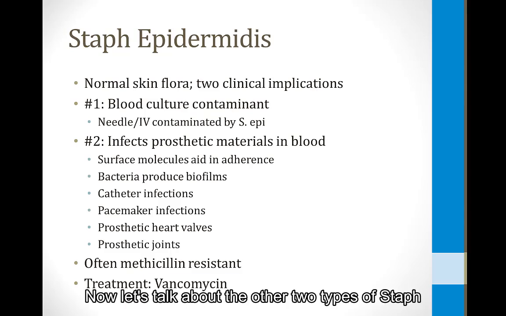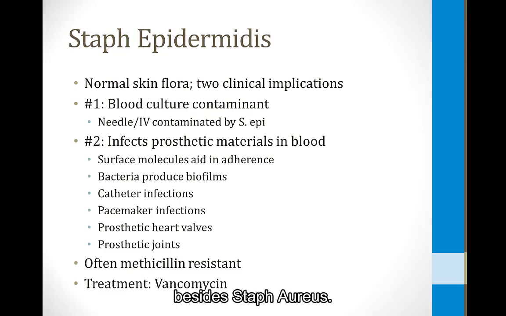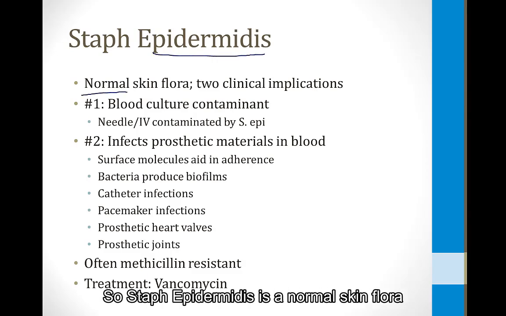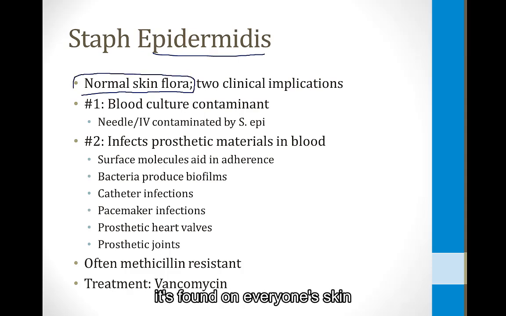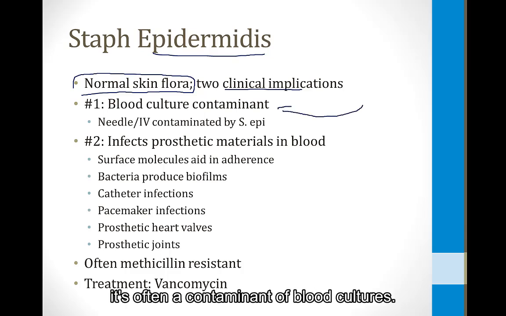Now let's talk about the other two types of staph besides Staph aureus, and we'll start with Staph epidermidis. So Staph epidermidis is a normal skin flora. It's found on everyone's skin, and it normally doesn't cause any type of illness except in two clinical situations. The first situation is that it's often a contaminant of blood cultures.